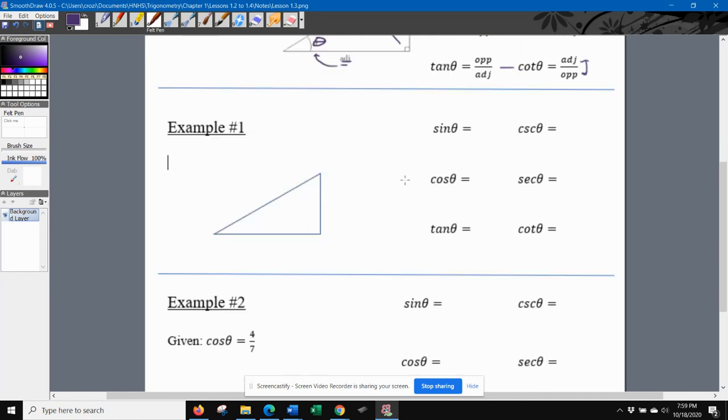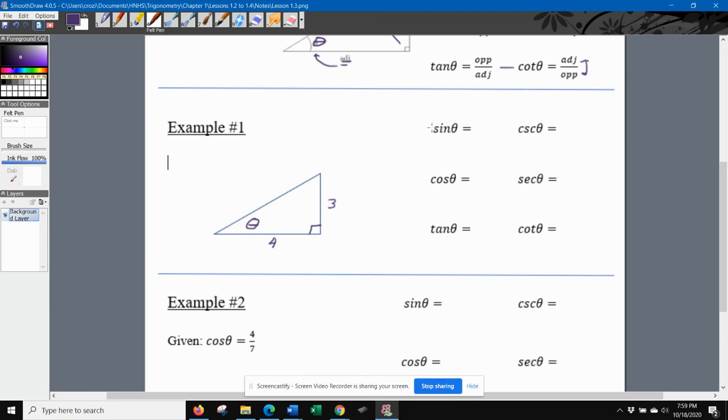All right. What kind of problems are you going to have? You're going to have 2 different kinds. I'm going to do the first one in this video. I'll do the next one in the next video. So example 1, we're given a right triangle. Theta is marked as this angle, and we're told this side is 4, and we're told this side is 3, and we're asked to find the sine, cosine, tangent, cosecant, secant, cotangent.